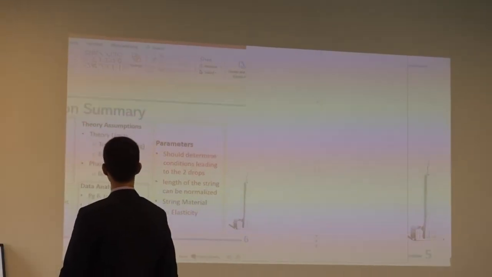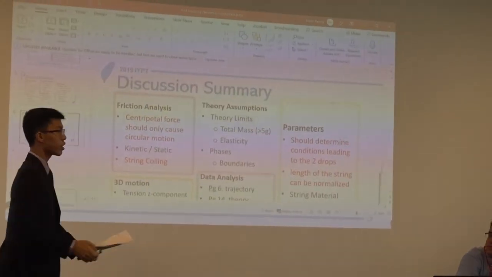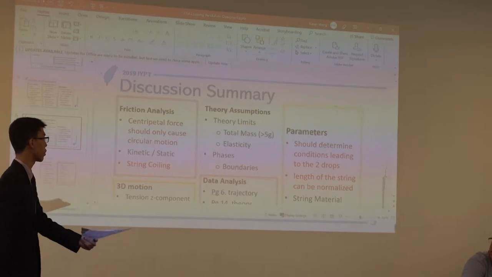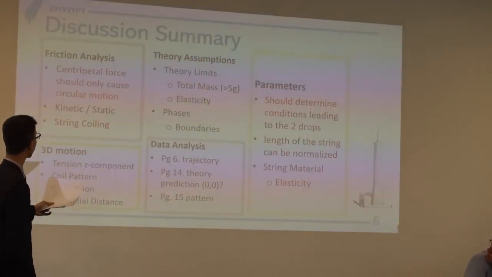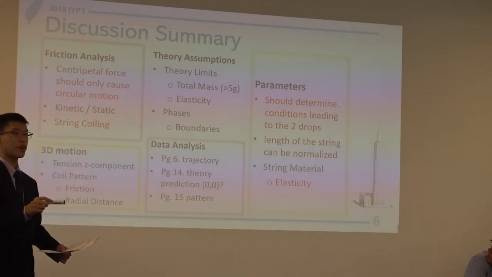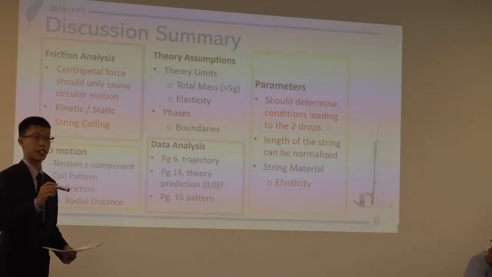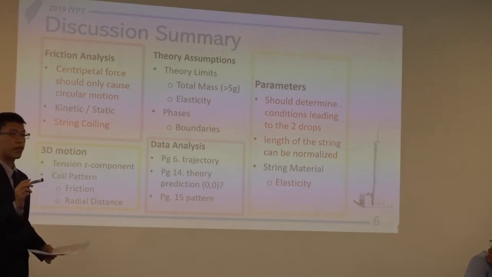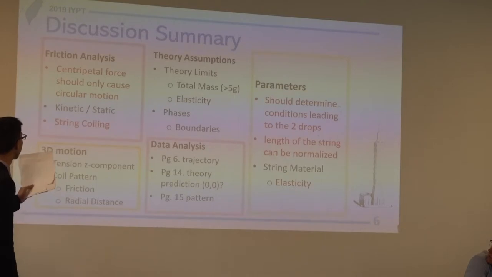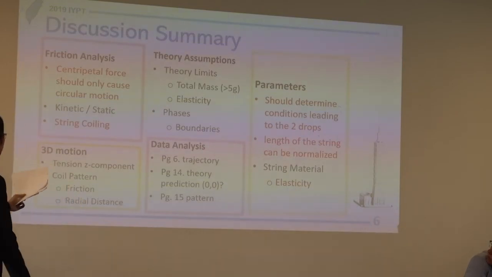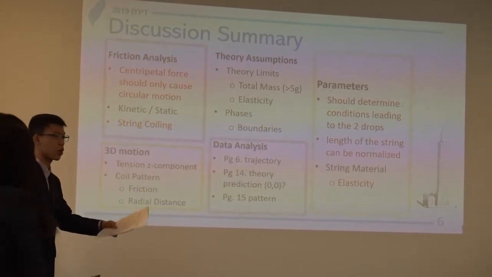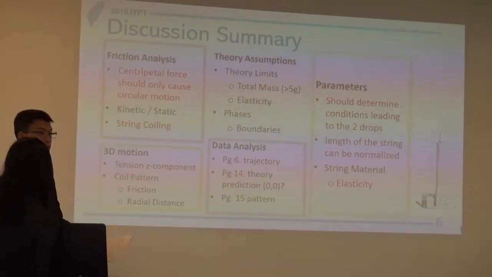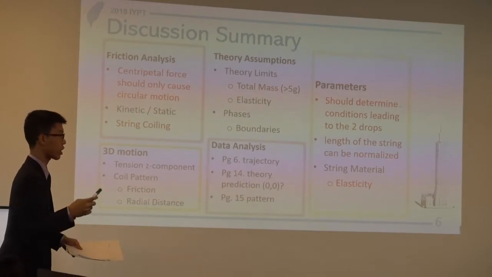Summary of the opponent, 1 minute. In the discussion, we asked the reporter to clarify on centripetal force, and I believe that the centripetal force here should only be used for the secondary motion, and the reporter should conduct more clarification or investigation on why the weight would eventually be pulled toward the rod, which has the smaller distance to the rod. And we discussed the transition between kinetic and static friction, and the string coiling on the rod, and I believe it's also unclear how the reporter differentiates these two types of friction.